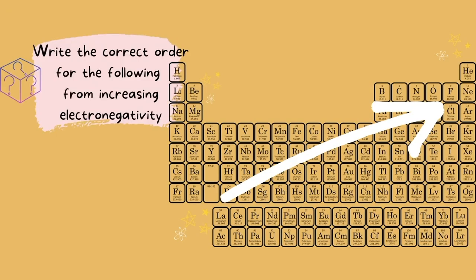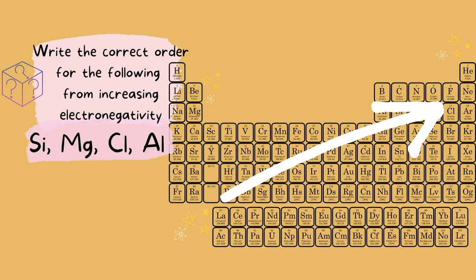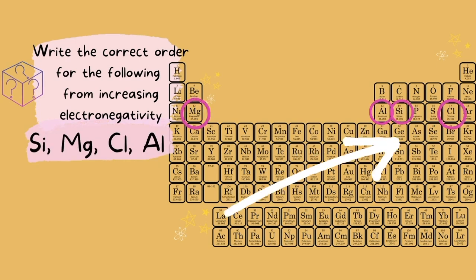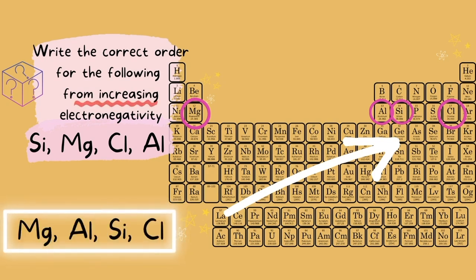Write the correct order for the following from increasing electronegativity. Increasing order means from least to greatest. So we have silicon, magnesium, chlorine, and aluminum. Our answer here is magnesium, aluminum, silicon, and chlorine. Magnesium being the least electronegative and chlorine being the most electronegative.